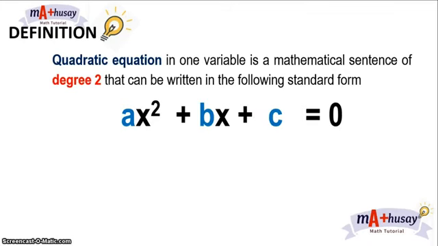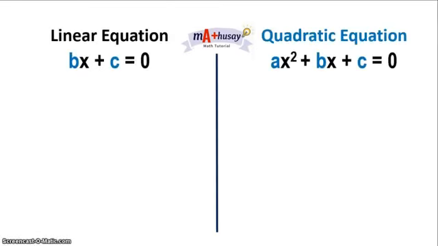Now that we know what a quadratic equation is, let's differentiate quadratic equation from linear equation. We know that a quadratic equation is in the form of ax squared plus bx plus c equals 0, where a, b, and c are real numbers and a must not be equal to 0. If a is equal to 0, then we no longer have a quadratic term, which will lead us to a linear equation, which is bx plus c equals 0.